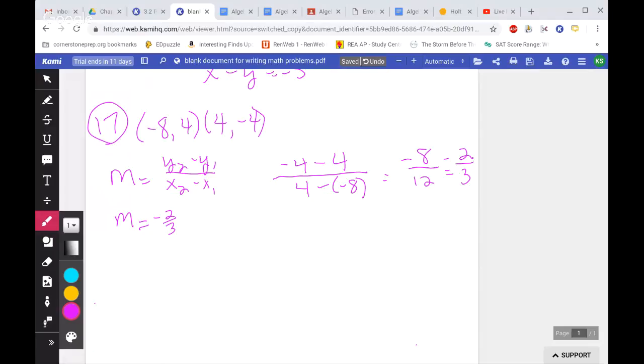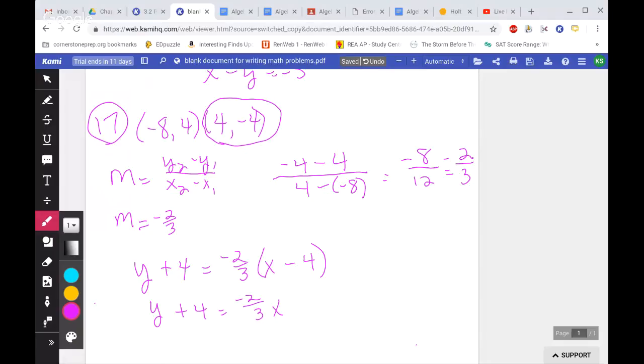Now we want to plug that in to point slope form, and we can pick either point. I am going to pick this point, 4 and negative 4. So y minus a minus 4 is going to be y plus 4 equals negative 2/3 x minus 4. So y plus 4 equals negative 2/3 x minus, or actually plus, because I'm multiplying.